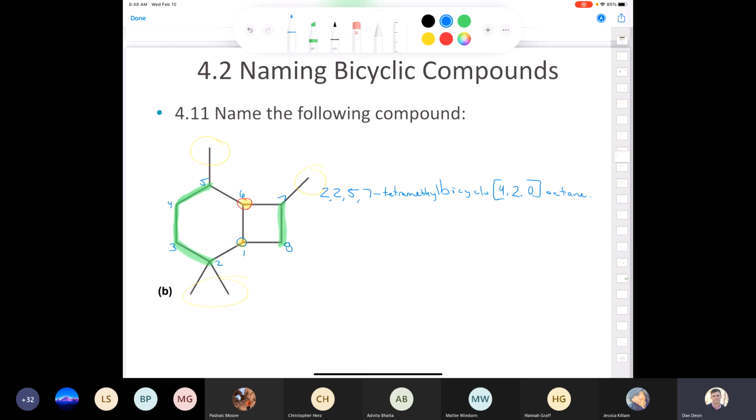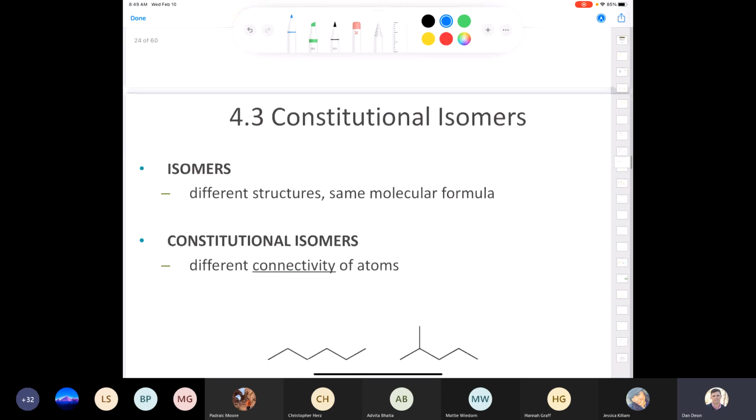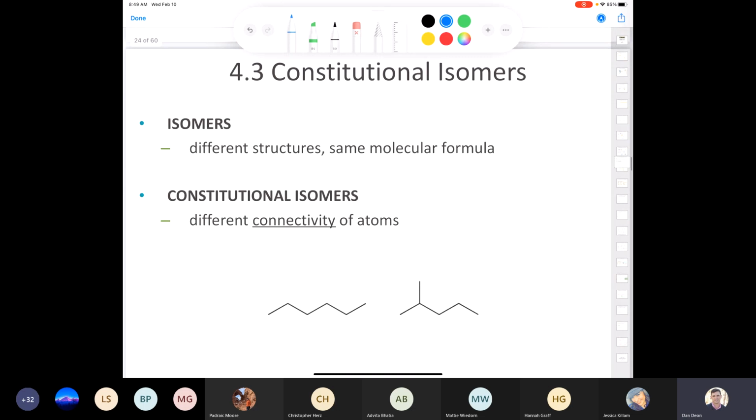If we have time, we'll come back to the bicyclic structures later, but there's a lot of content to cover in this chapter. So we're going to have to move on from there. And we're going to move on to section 4.3, which deals with constitutional isomers. Isomers are simply compounds that have the same molecular formula but have different structures.